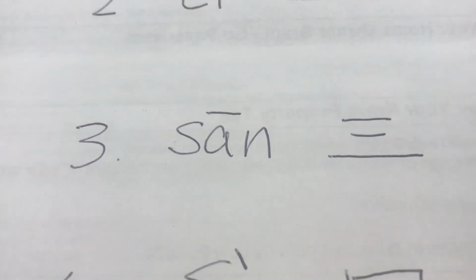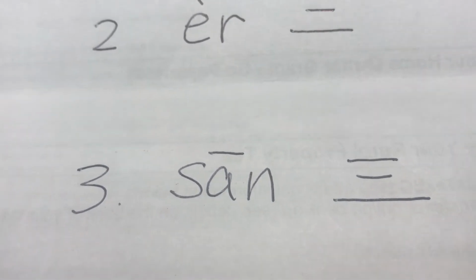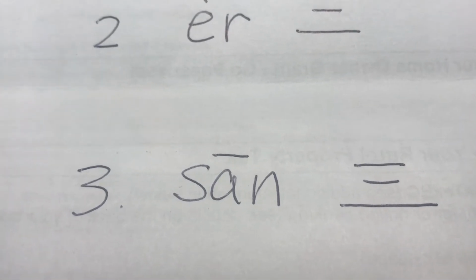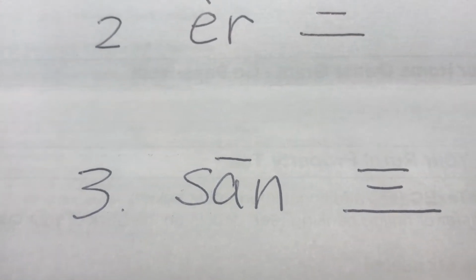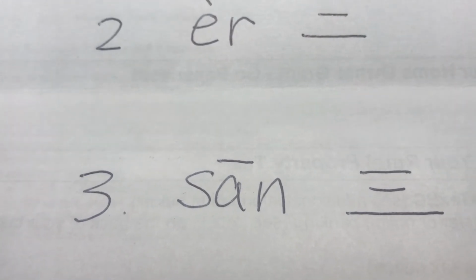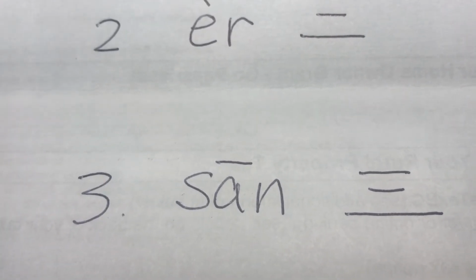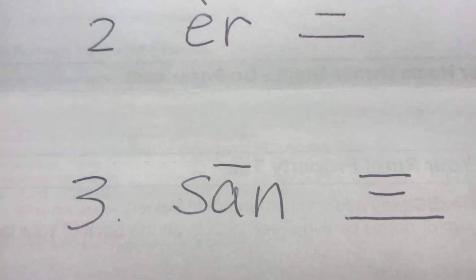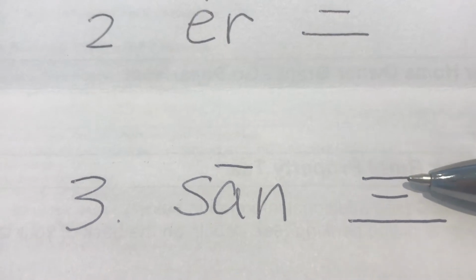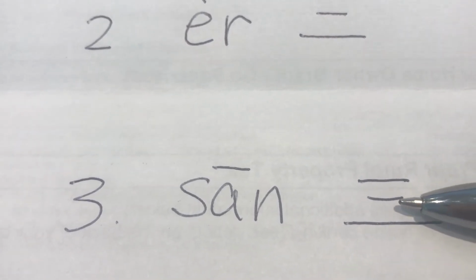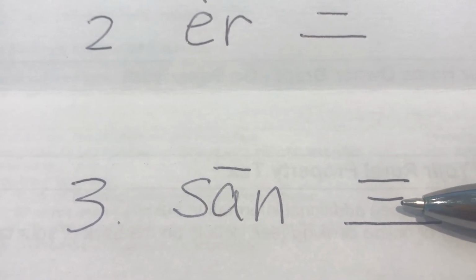Let's look at 3. 三, again, first tone, flat and high. 三 is written with 3 lines. After heaven and earth existed, heaven and earth generated humanity. The top line is heaven, the bottom line is earth, and the middle line is humanity.